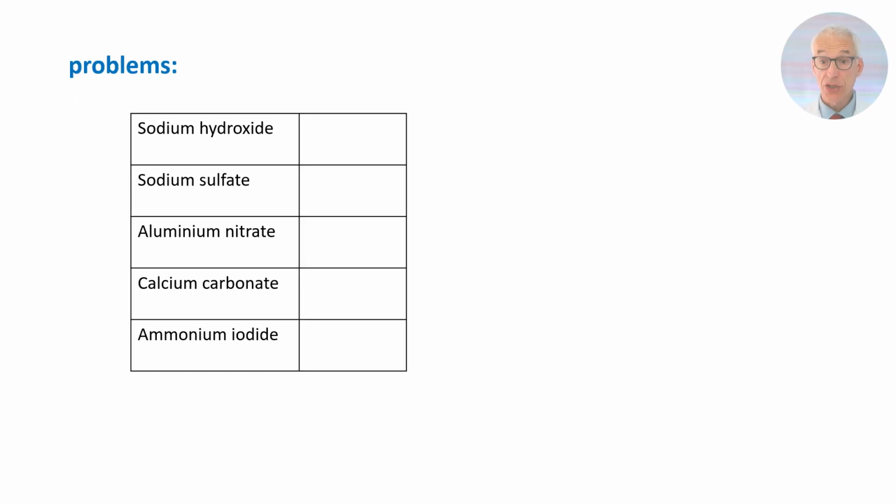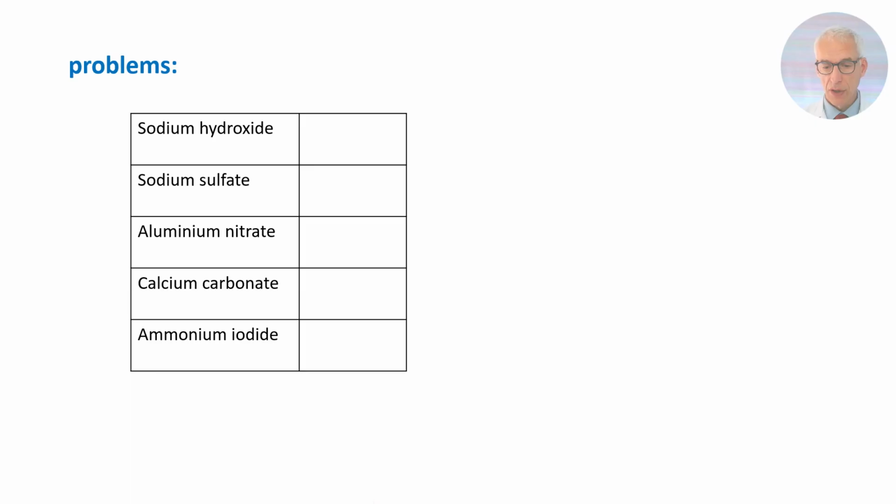So here are some problems involving group ions: sodium hydroxide, sodium sulfate, aluminium nitrate, calcium carbonate, ammonium iodide. Come up with the ionic compound formulae for each of those named compounds. Stop and restart when you are ready to check my answers.